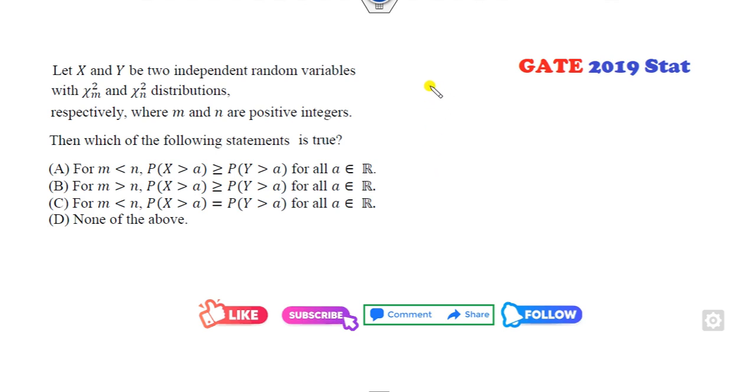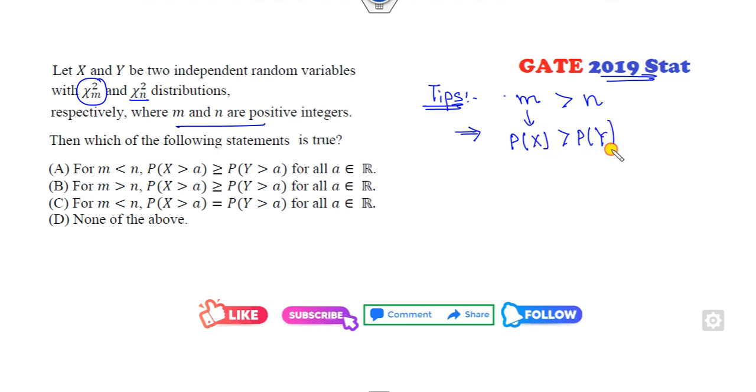Okay, it's a chi-square distribution. Now if you look at the statement, it's a GATE 2019 question. They are talking about the degree of freedom. M and N are the degrees of freedom and the probability. Always remember, whenever the degree of freedom is greater than n, then the corresponding probability of the variable is greater than the corresponding probability of this.